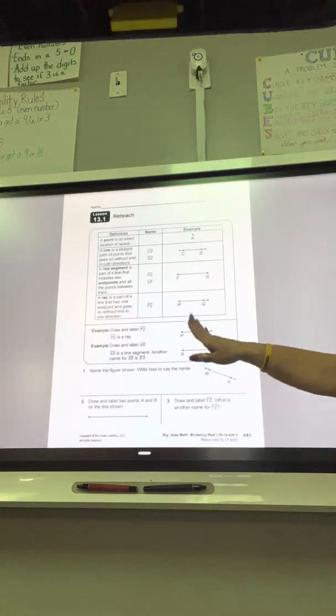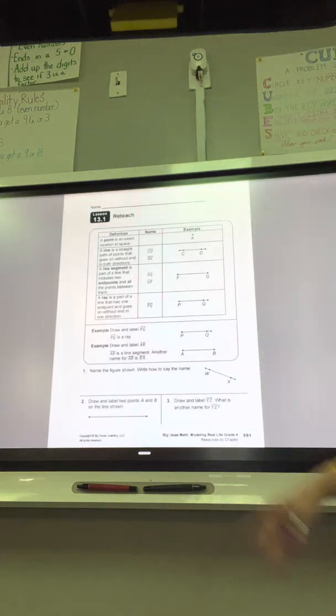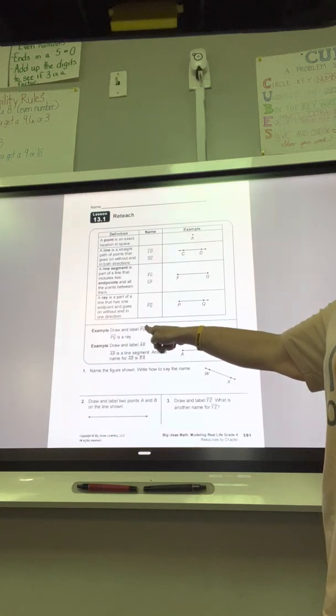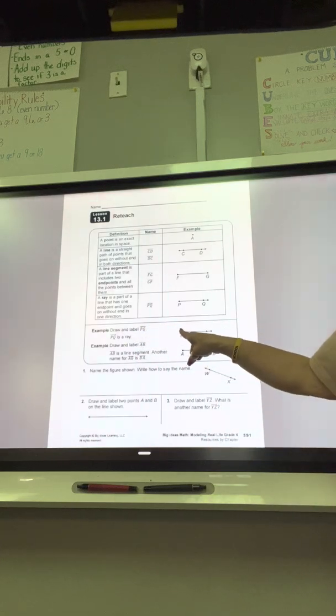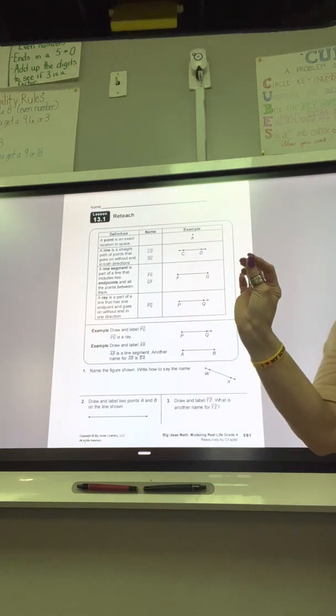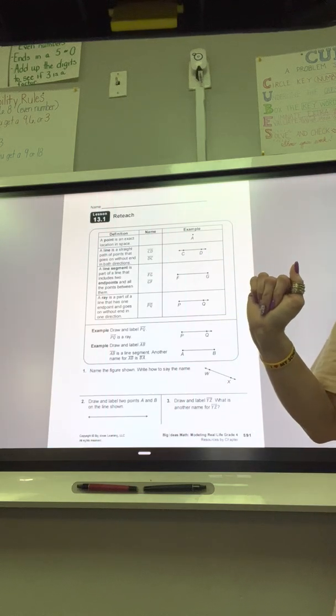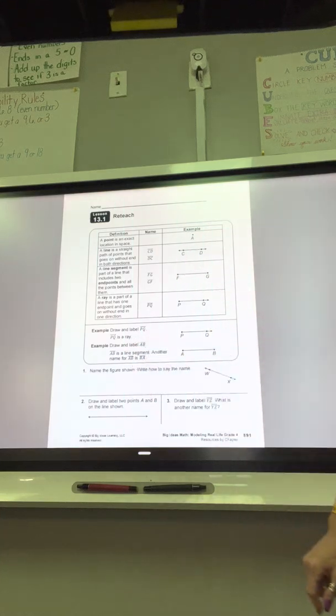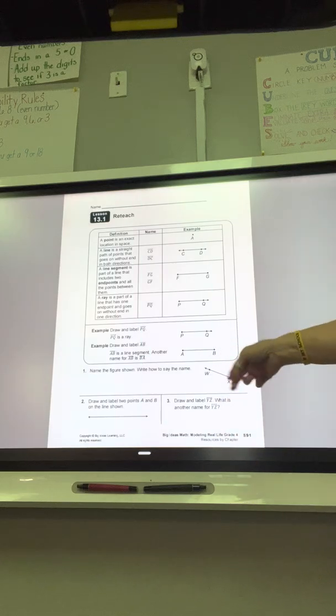All right, here's some examples. If I were to draw and label a ray PQ, I know that this is a ray because it has a starting point and an arrow. So I would draw a straight line that has a start point on one end and an arrow at the other. If I were to draw and label a line segment AB, I would need 2 endpoints.